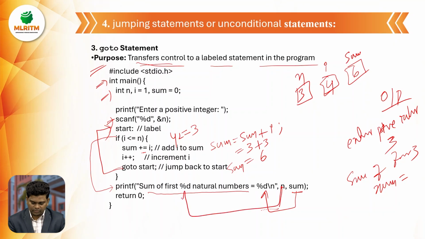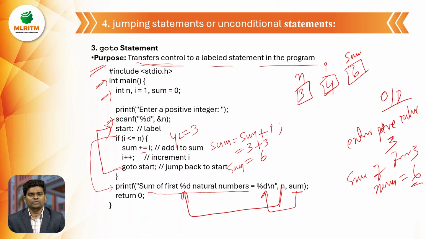So this n is for per. So this d is for sum. So what is the value in sum? 6. So you are calculating the sum of first n natural numbers. Suppose if I give n value as 3, then what is the sum of this? That is 1 plus 2 plus 3. So that is the sum of n natural numbers. We'll get 6 as the result. So like that we can use the goto.